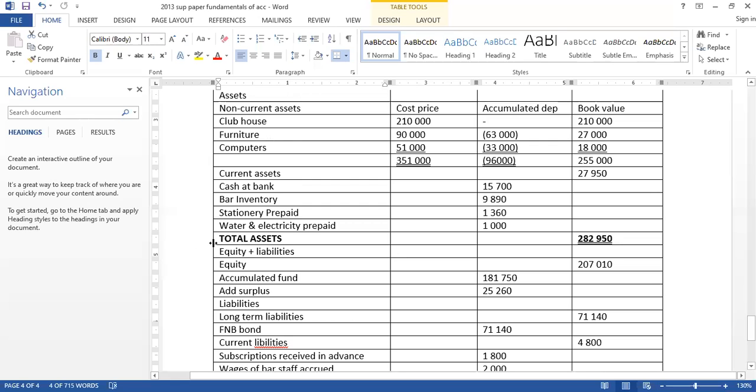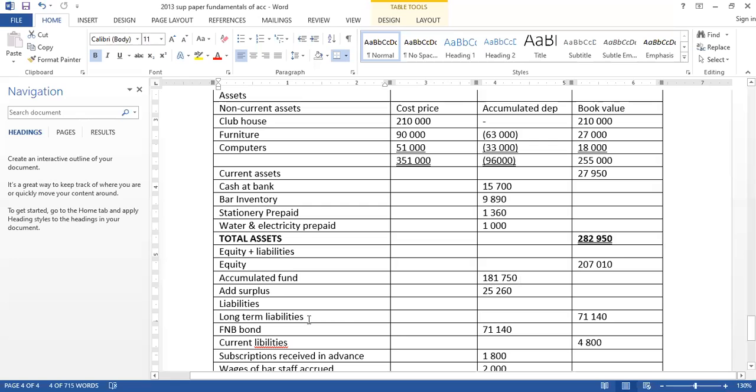And then you go to the second part of your balance sheet, which is equity plus liabilities. Under equity, you start off with equity. Under equity, we only have accumulated fund and surplus. So you add your accumulated fund and your surplus together. Accumulated fund is just like capital, surplus is just like net profit. You add them together, then you get your total equity. From there, you move on to liabilities.